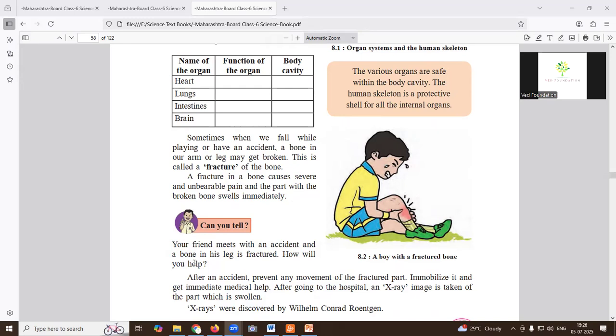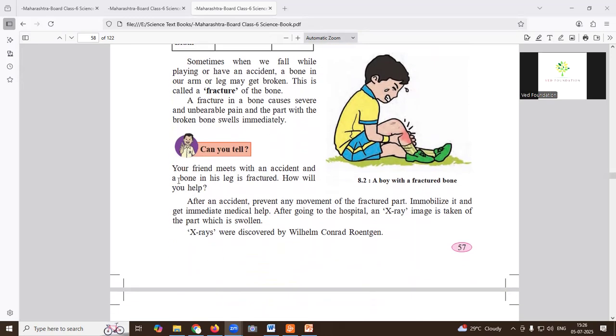Your friend meets with an accident and a bone in his leg is fractured. How will you help?